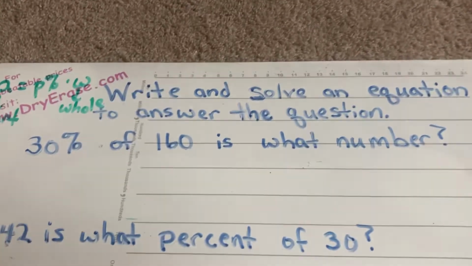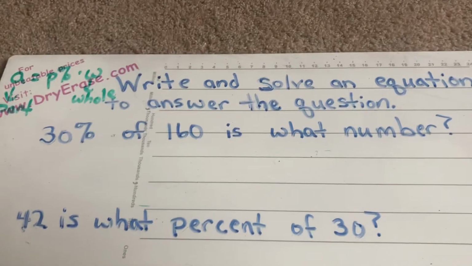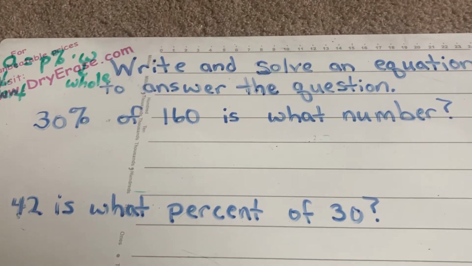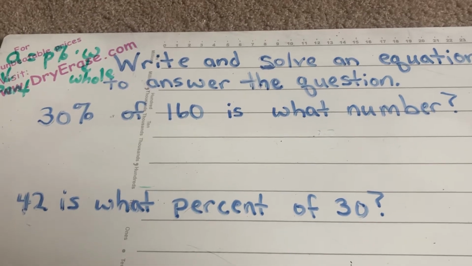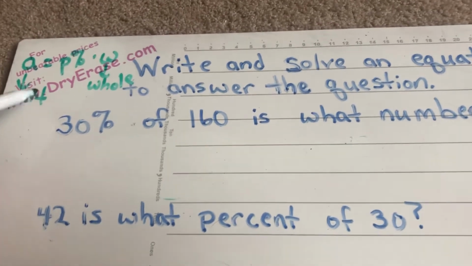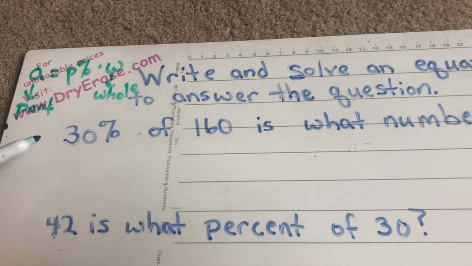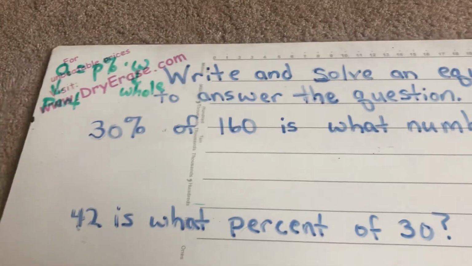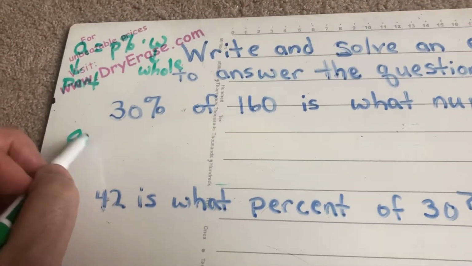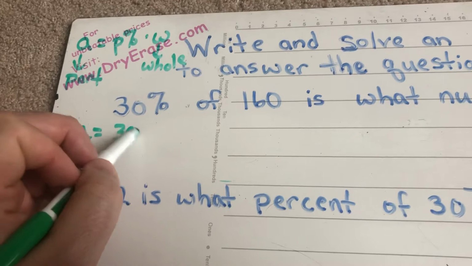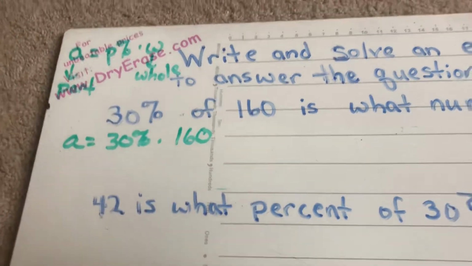Write and solve an equation to answer the question. 30% of 160 is what number? So if I'm going to use this formula, A equals percent times W, I don't know what part of the group it is. I'm trying to figure out what part of the group is at 30%. So it's going to say A equals 30% times the whole group, which is 160.